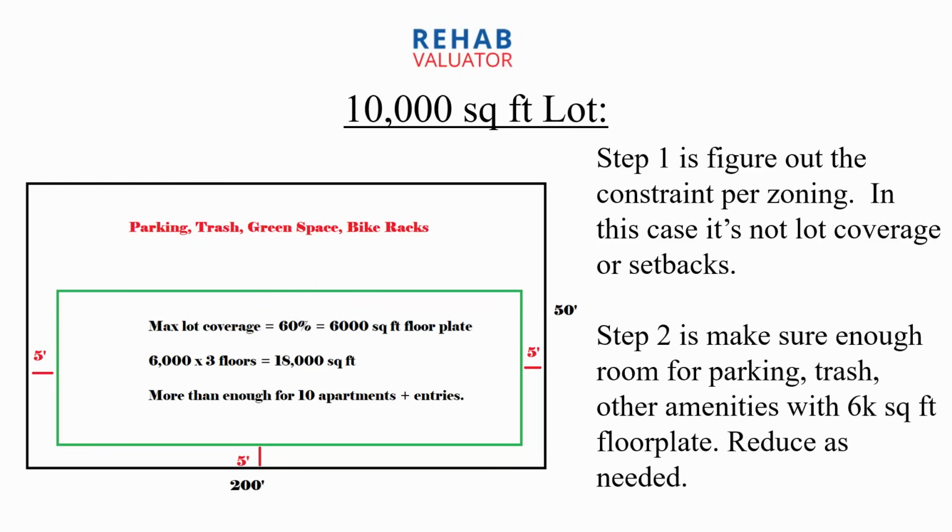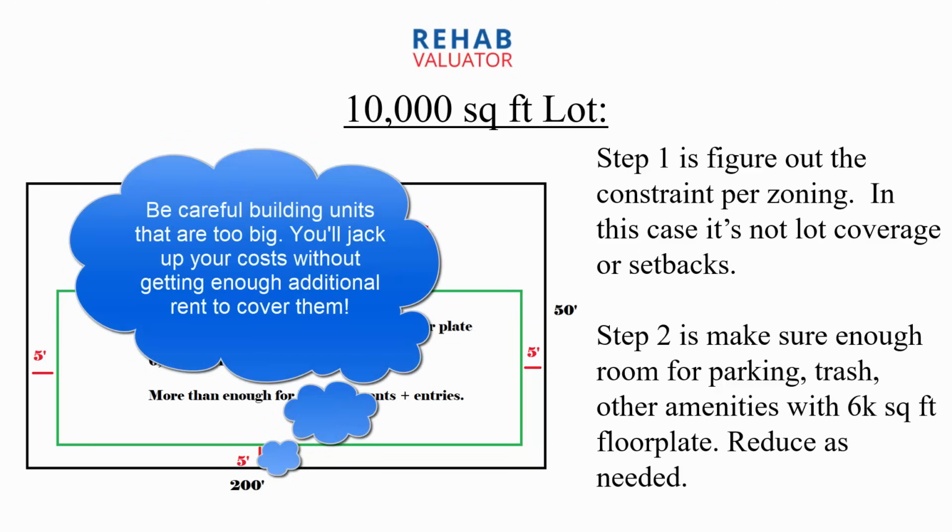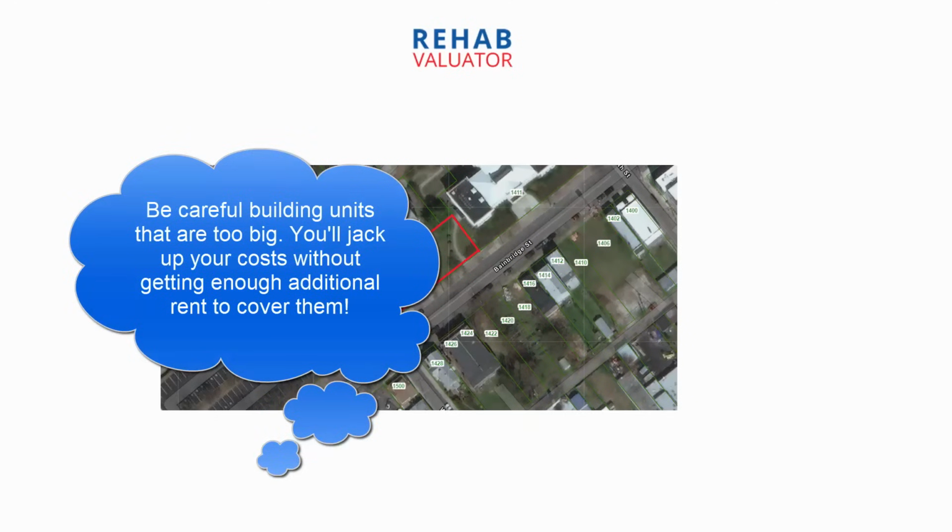Step 2, make sure you have enough room for all of that stuff that I mentioned: parking, trash, other amenities. And in reality, what I'm going to do here is reduce the footprint of my building, because I don't need to build an 18,000 square foot building. My apartments are going to be way too big. So I'm going to reduce the floor plate and allow myself more room for parking, for trash, for green space.